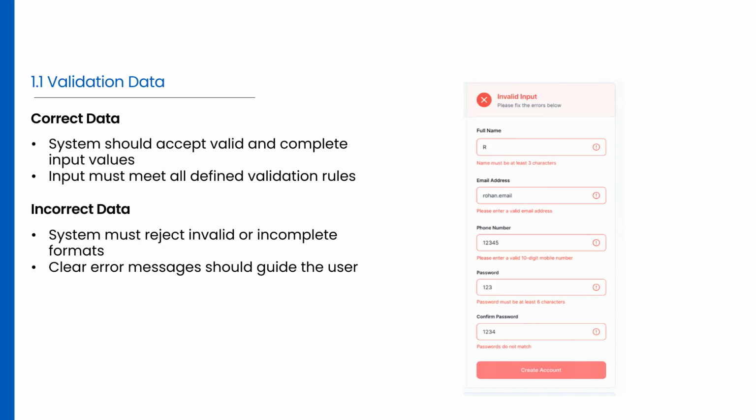Incorrect data testing checks how the system handles invalid inputs. The system must reject such inputs and provide clear error messages. This prevents incorrect or low-quality data from entering the system. For example, if the user enters only a single letter like A or numbers, this does not meet the required name format. So the system shows an error and rejects the input.